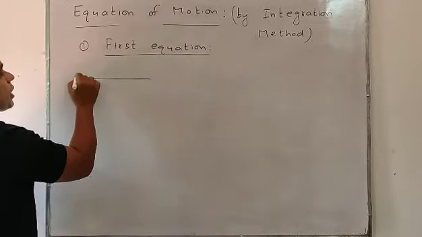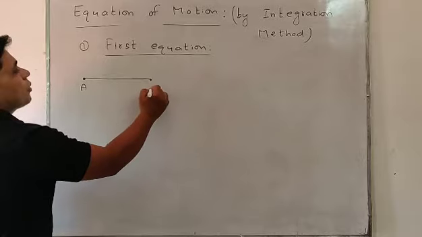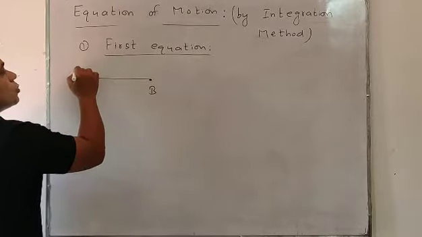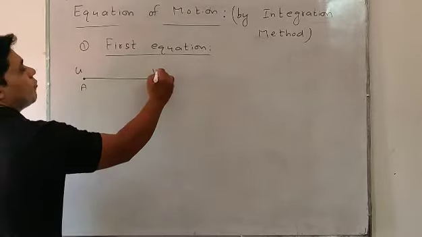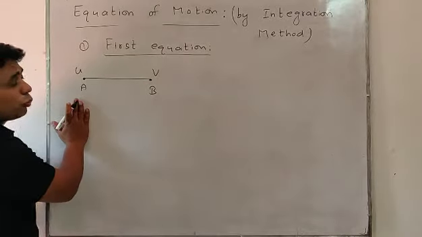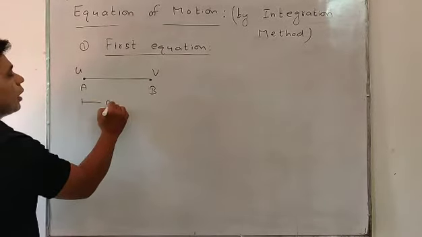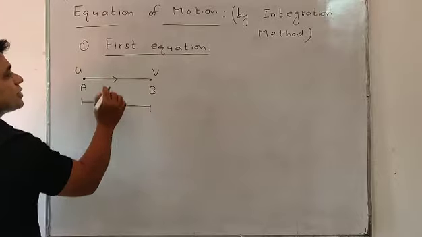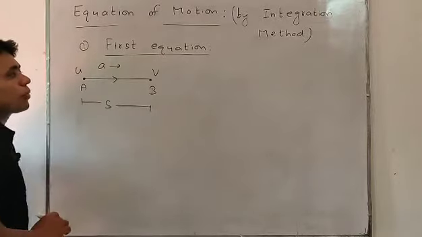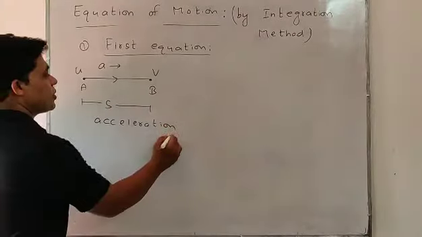Suppose an object starts from initial point A. So u is initial speed and v is final speed. A is the initial point of motion, B is the final point. The distance from A to B is s and acceleration is a. So what will be the acceleration?